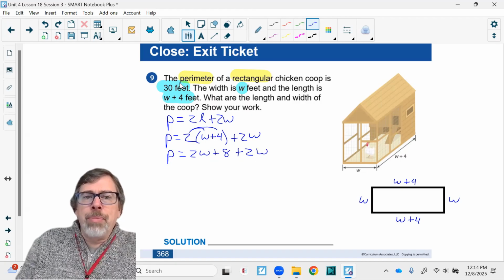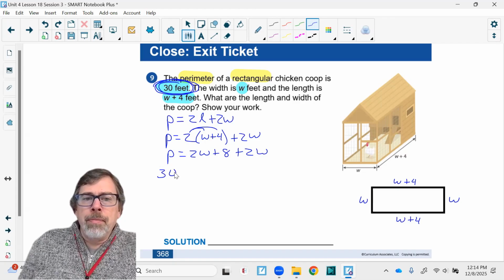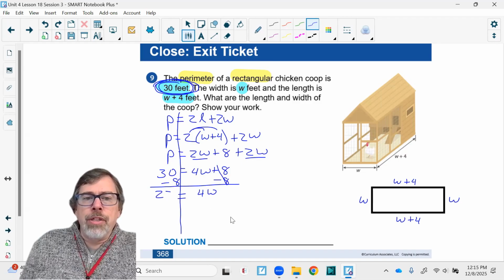Now I'm going to substitute in P. I could have done it earlier. It doesn't matter when you do it, but I'm going to need to start moving stuff across the equal sign soon. So I'm going to put 30 in for P, right? Perimeter's 30. And 2W plus 2W is 4W, and then we still have that plus 8. I'm going to subtract 8 from both sides. These cancel because they're a 0 pair, leaving me with 4W equals 30 minus 8 is 22.